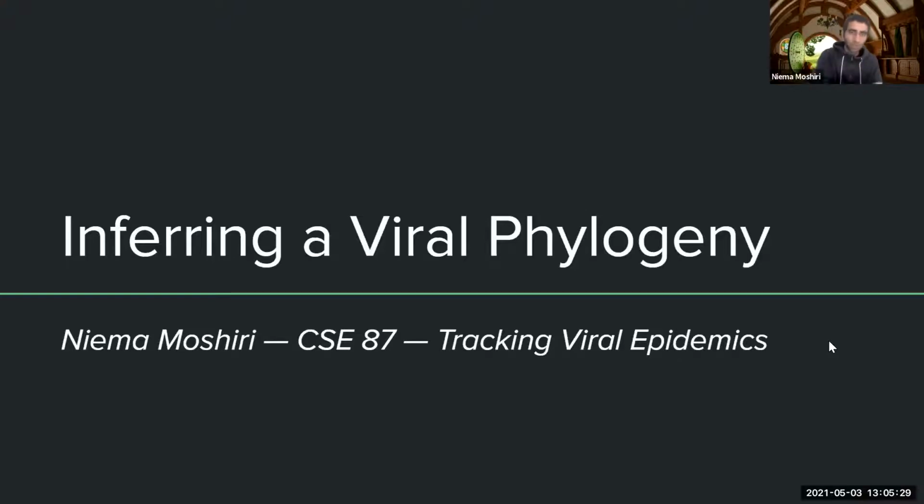So last time we talked about multiple sequence alignment, which is just how I can get these sequences to line up so I can determine homology. I can figure out what letters of each of these genomes correspond to the same ancestral letter. So that was the focus of last time. Now today, our interest is in how we actually infer a viral phylogeny. So how do I estimate the evolutionary history of these viruses?